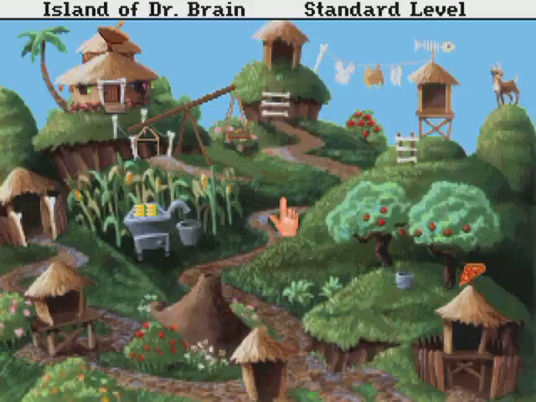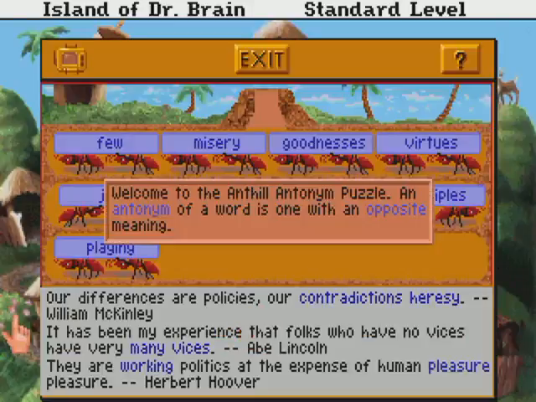Right, more word games. Let's get on with it. Alright, so let's click on the anthill. Welcome to the anthill antonym puzzle.